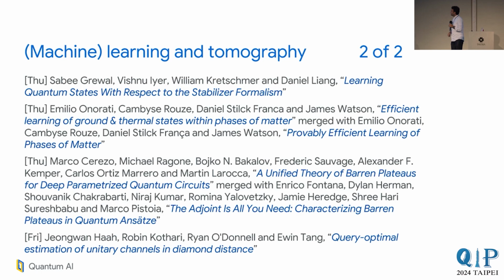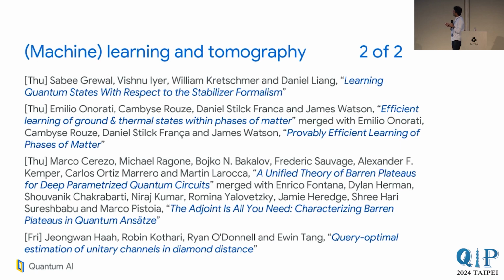Okay, next set of talks on this topic. Learning quantum states with respect to the stabilizer formalism was also not on the archive, at least not under this title, but I assume what's going on is you want to learn quantum states that are close to being stabilizer states. If they're stabilizer states, we already know how to learn them. Maybe they have some T gates in them or whatever, and you still want to learn them using the same kinds of ideas.